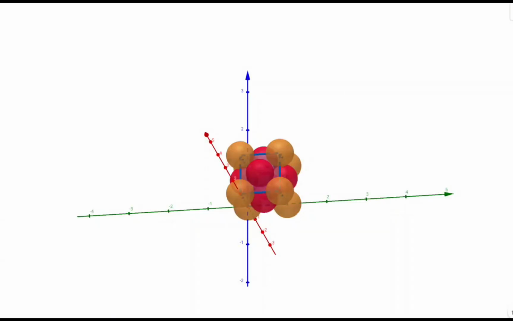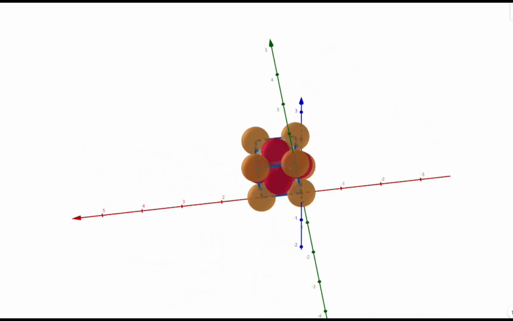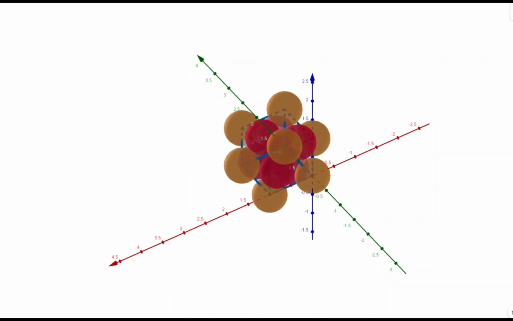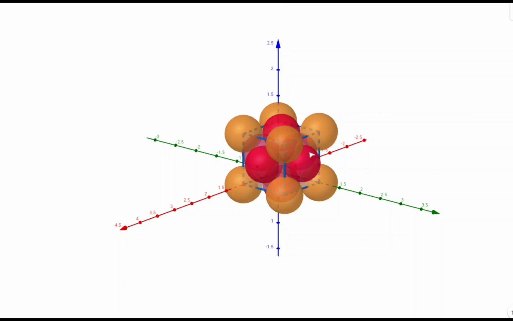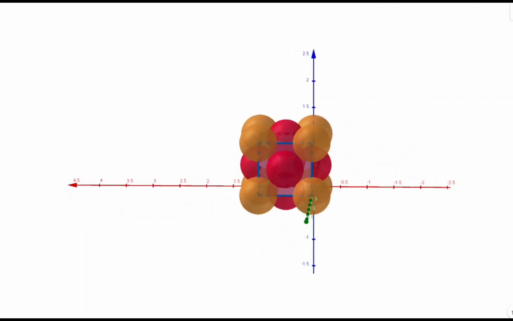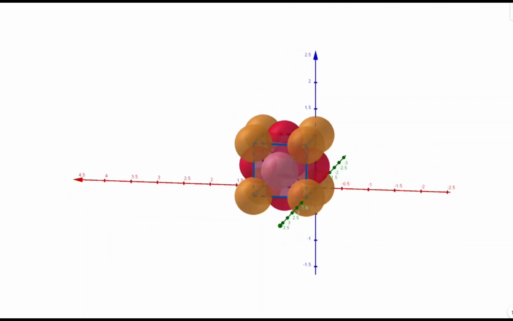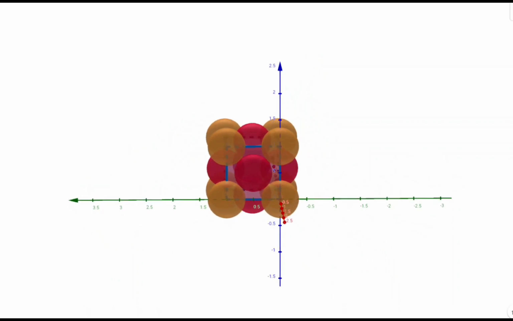Now the third part of cubic crystals is face-centered cubic. Now this one here, in the middle of each face of the cube side, there is an atom, like this one here, the red ones. And again, all atoms have to be the same type.